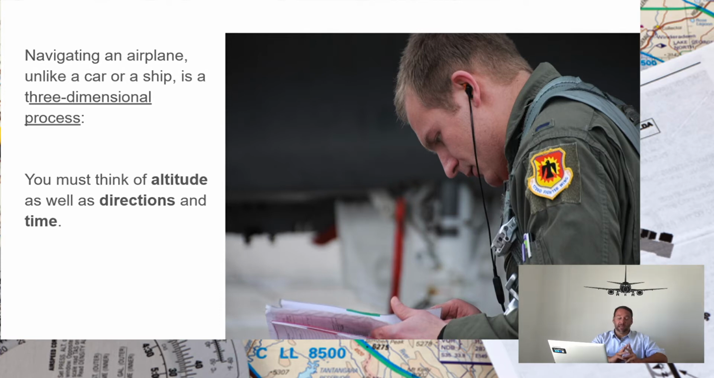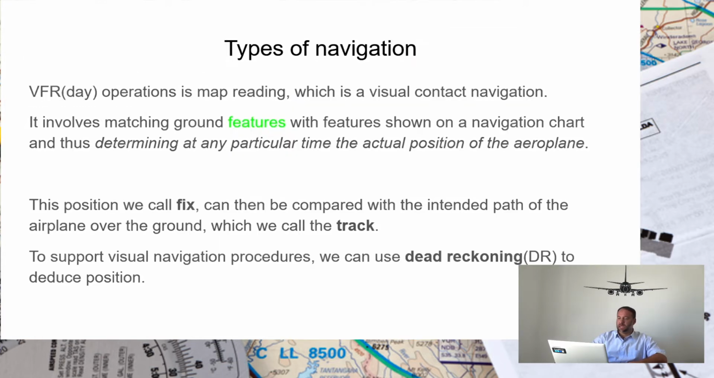Navigating an airplane, unlike a car or a ship, is a three-dimensional process. You must think of altitude as well as directions and time. Types of navigation. You have the VFR. It happens during daytime. Operating is map reading, which is a visual contact navigation. It involves matching ground features with features shown on a navigation chart and thus determining at any particular time the actual position of the airplane. You gotta know where you are at all times.